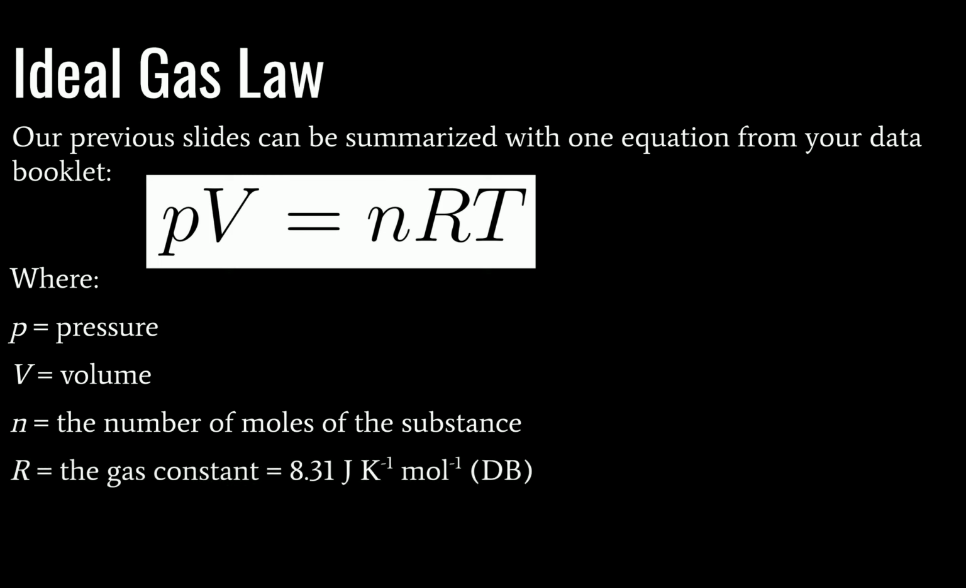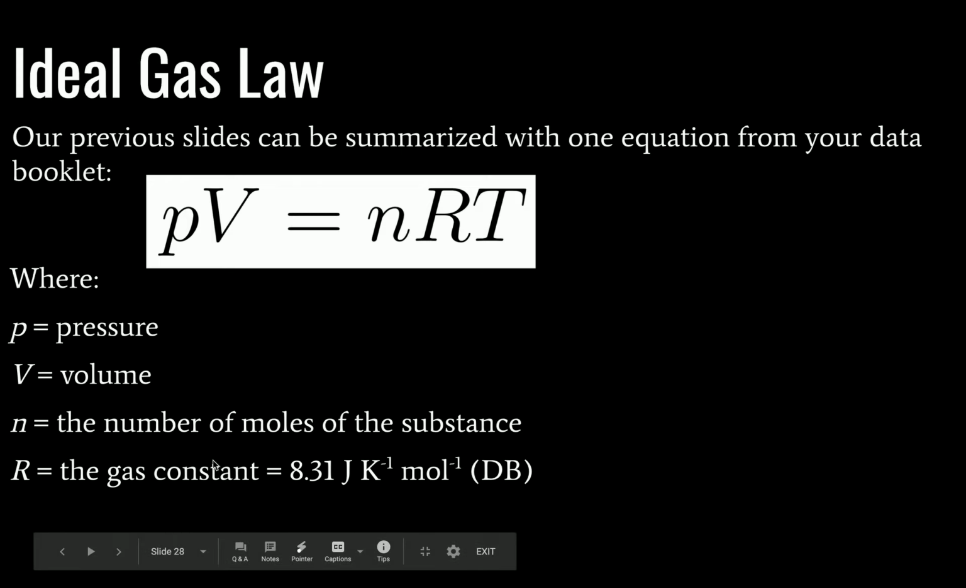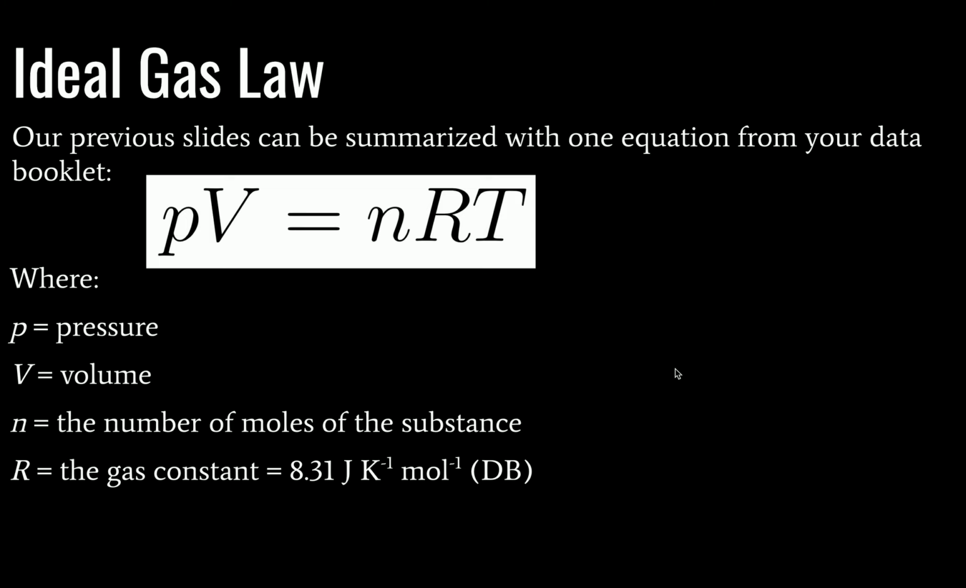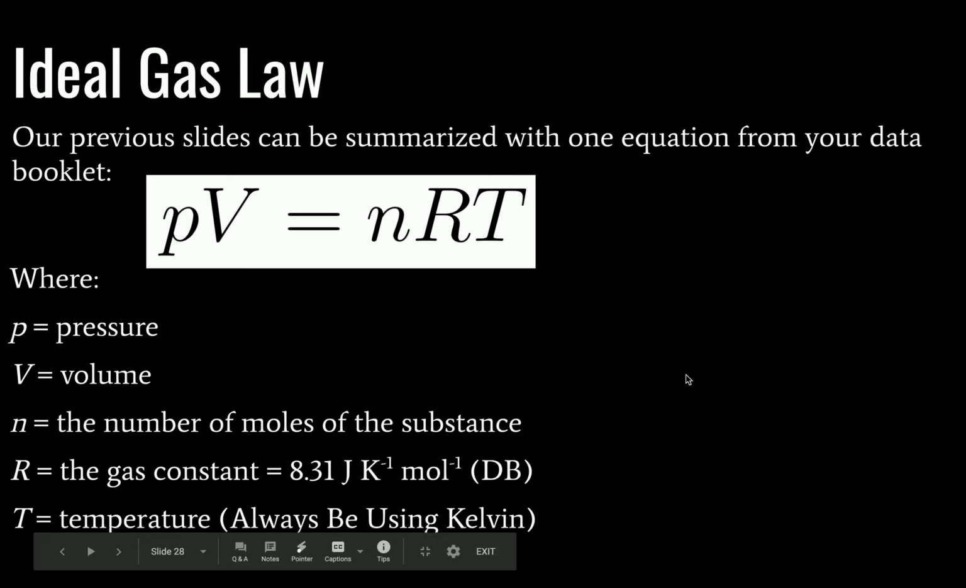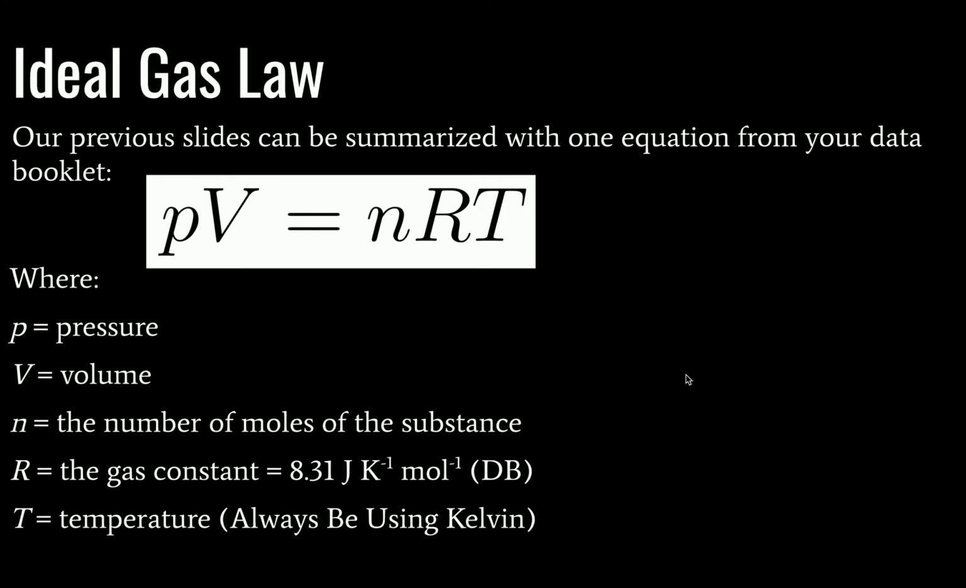R is the gas constant. When I learned about the gas constant, we called it the universal gas constant, but gas constant is fine. This is in your data booklet. It is 8.31 joules per Kelvin per mole. T, again, not surprisingly, is temperature, and you should always be using Kelvin. You could shorten that to ABUK. Remember ABUK.